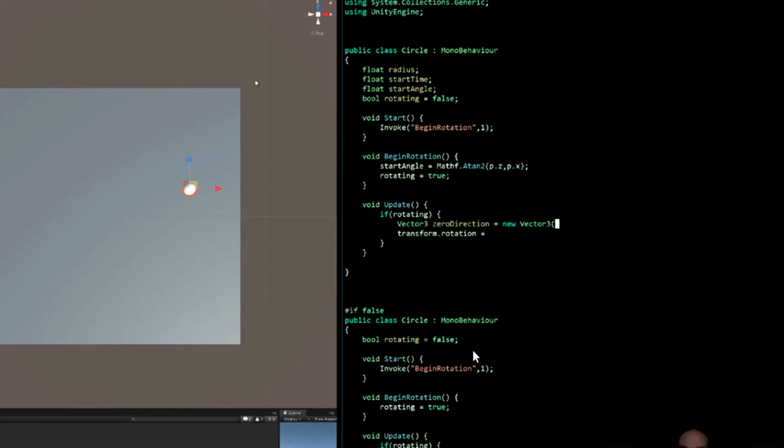3, and it's going to lie along the x-axis, which is fine because that's where we start. This is the vector that represents 0 degrees. That's basically what I'm doing. I want to create a vector that represents 0 degrees. For that, I need to take my radius.